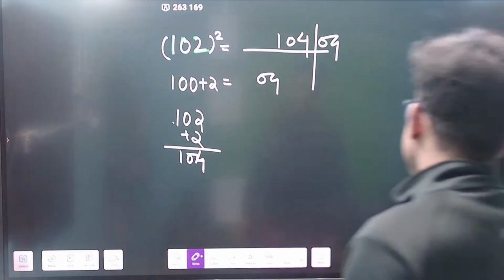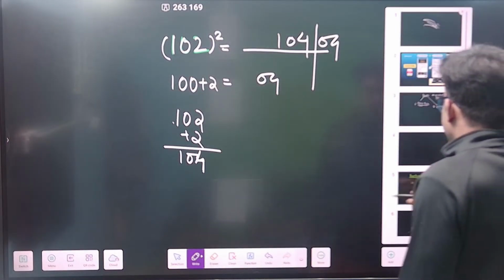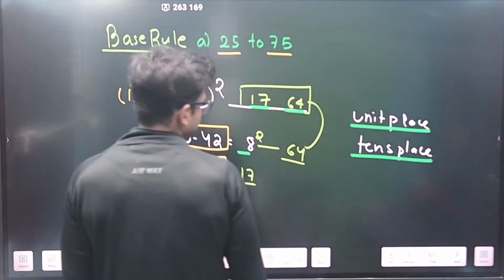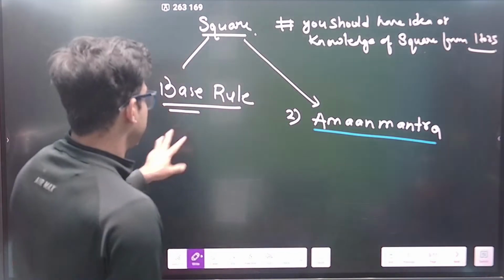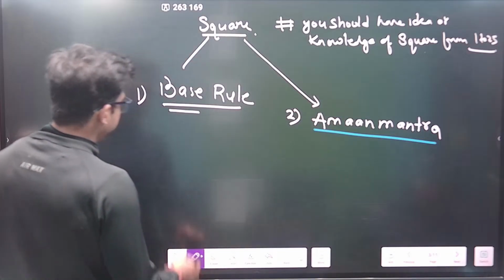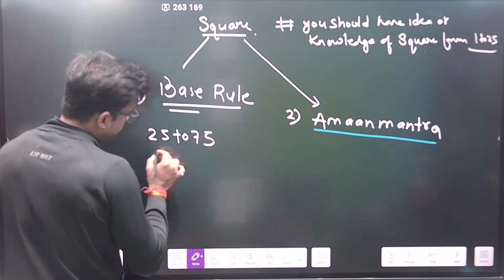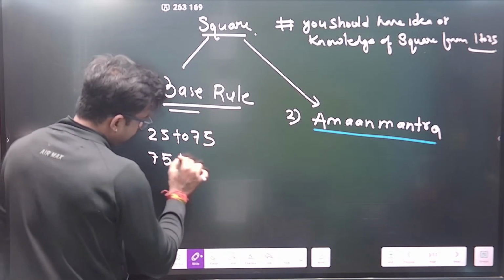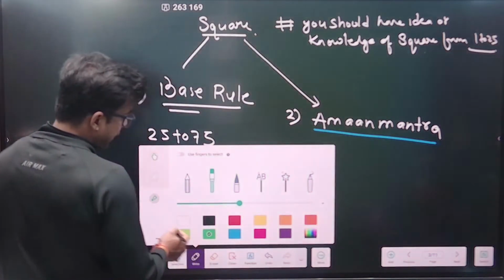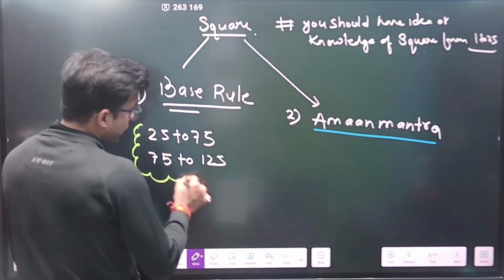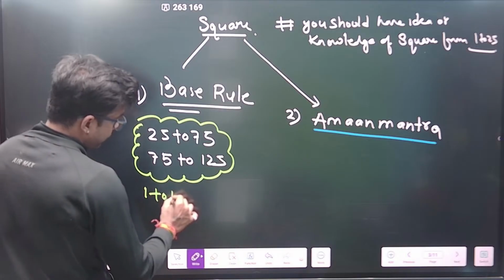So basically, what does the base rule say? Let me go to slide number 1 where I've guided you on the base rule. As I said when I started the class, the base rule travels from 25 to 75, and then it goes from 75 to 125. So technically, you have now learned the squares of 1 to 125 from this rule.